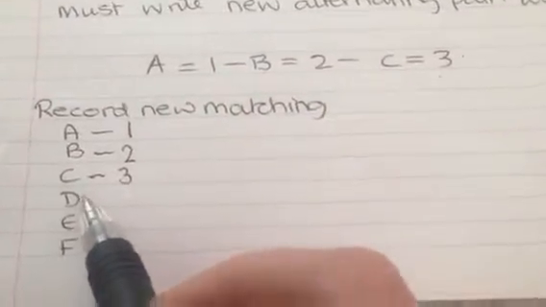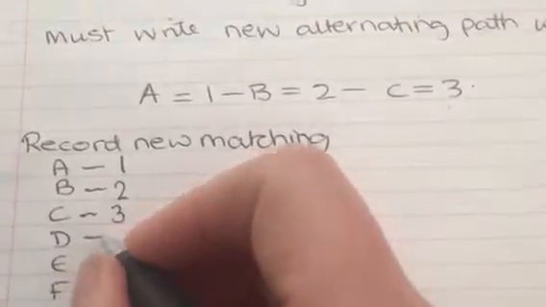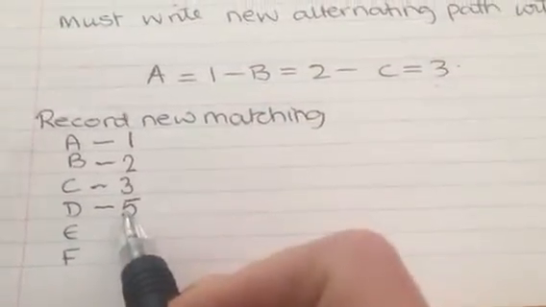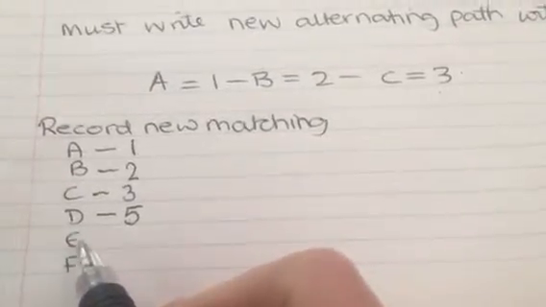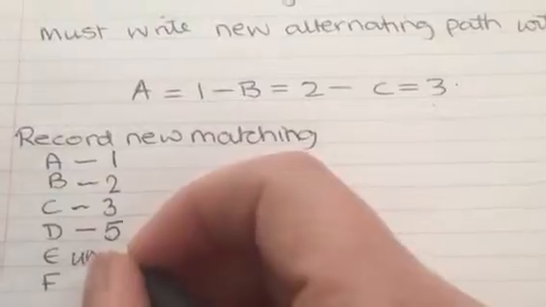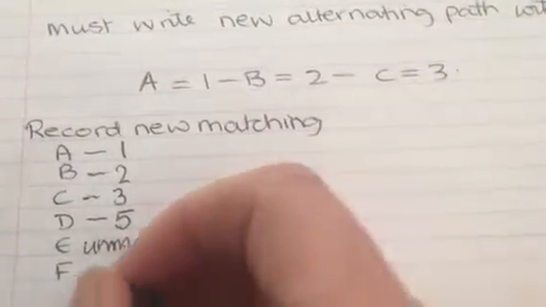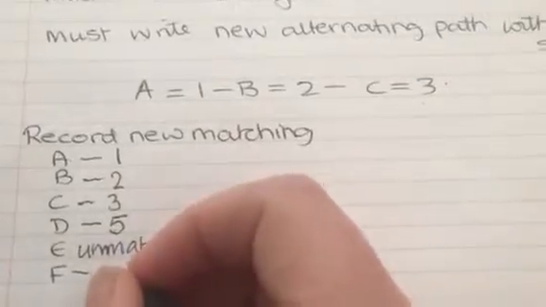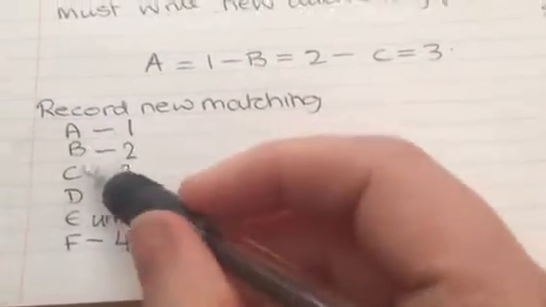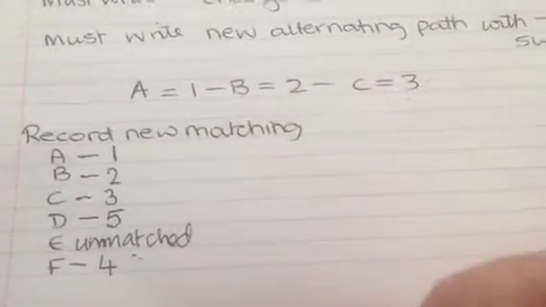Check D, check it to the initial matching. Was it matched originally? If it was matched originally, it will stay matched to wherever it was. Check E, was that matched originally? Has that changed? If it wasn't matched, just record that it was unmatched, and then check F so that you make sure that you've got all of the vertices and you've recorded clearly where they're matched.